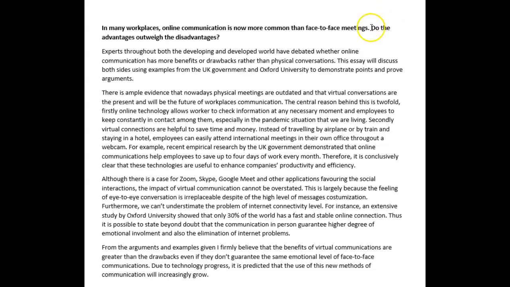There's a direct question here. All right, do the advantages outweigh the disadvantages? It's a good idea to answer that in your introduction, because if you look at the band descriptors, it tells you that your position needs to be clear throughout your essay, and throughout means from the beginning to the end. So to make it clear, you really should state what your position is in your introduction.